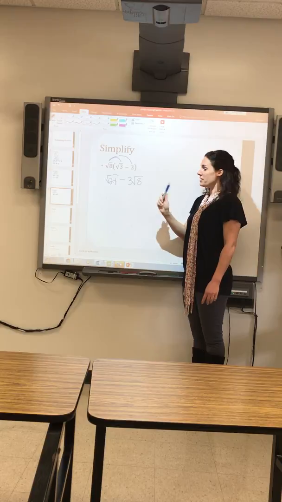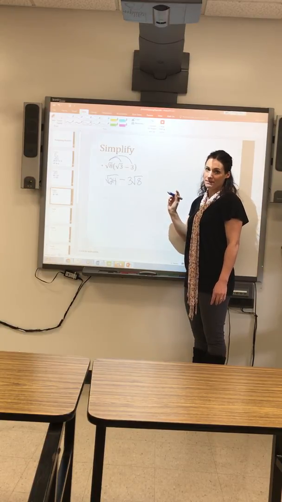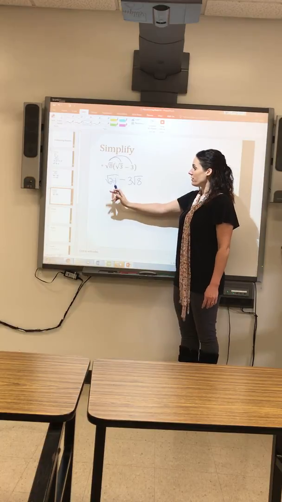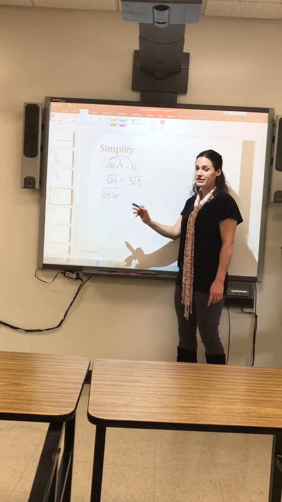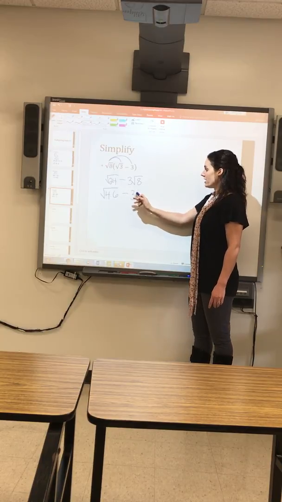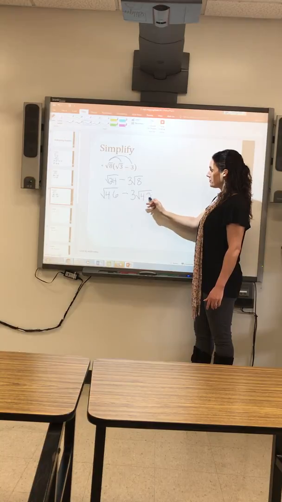You cannot leave your answers like this because both of these have perfect square numbers in them. Perfect square number that goes into 24 would be 4. So I'm going to rewrite that as 4 times 6 minus 3. And then 8 also has a 4 in it. That's 4 times 2.